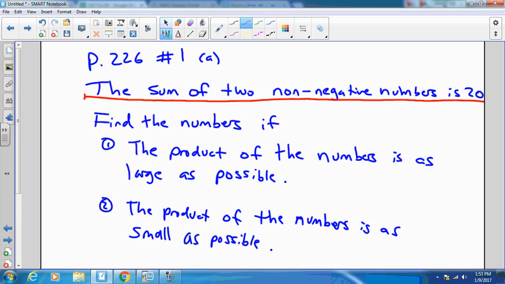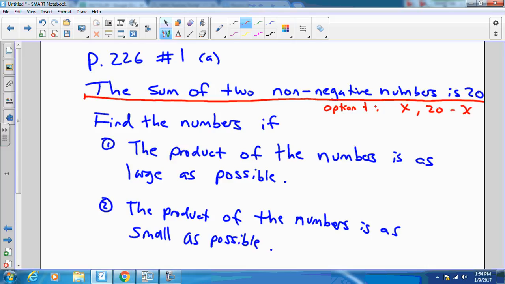Clara, what would you like to call our 2 numbers? You can't give them specific values because you don't know that they are 0 and 20. So you need to call them something. Jason, what would you like to call them? X is a good choice? X and 10 minus X. And 20 minus X. Ooh, I like that. Yeah.